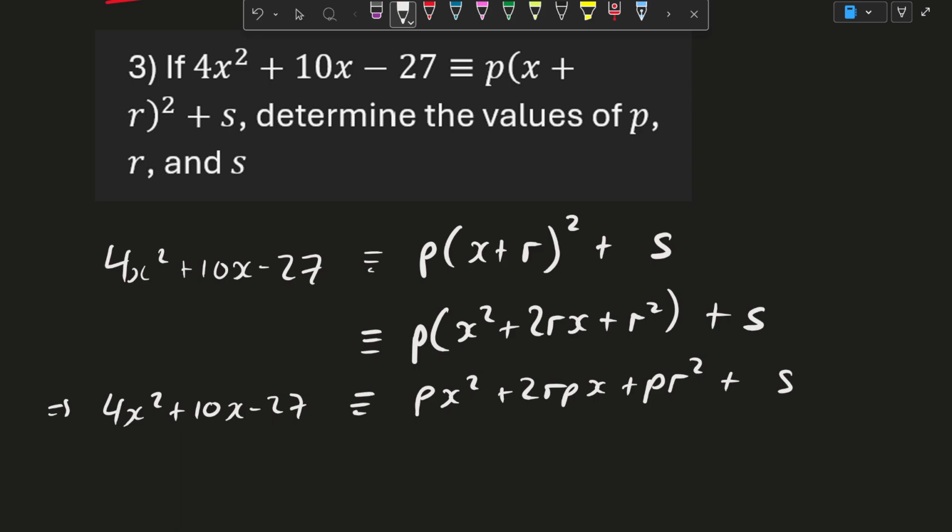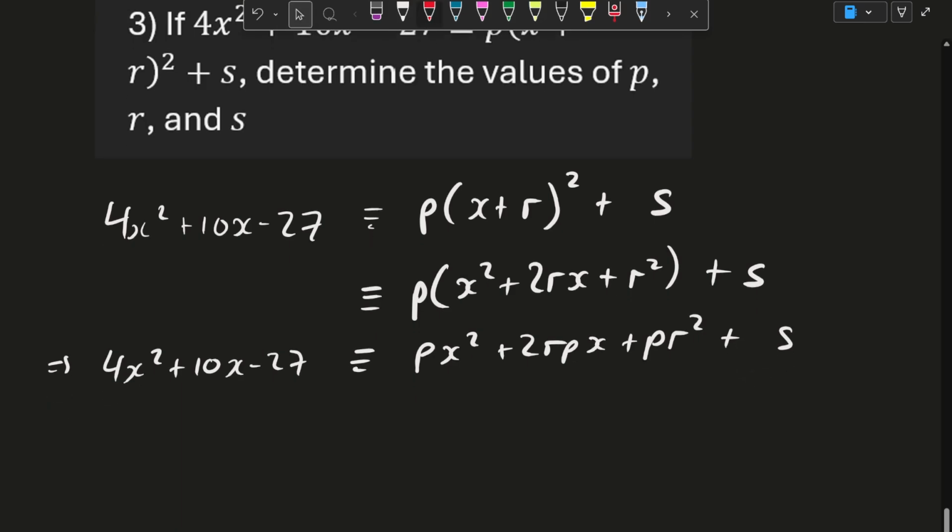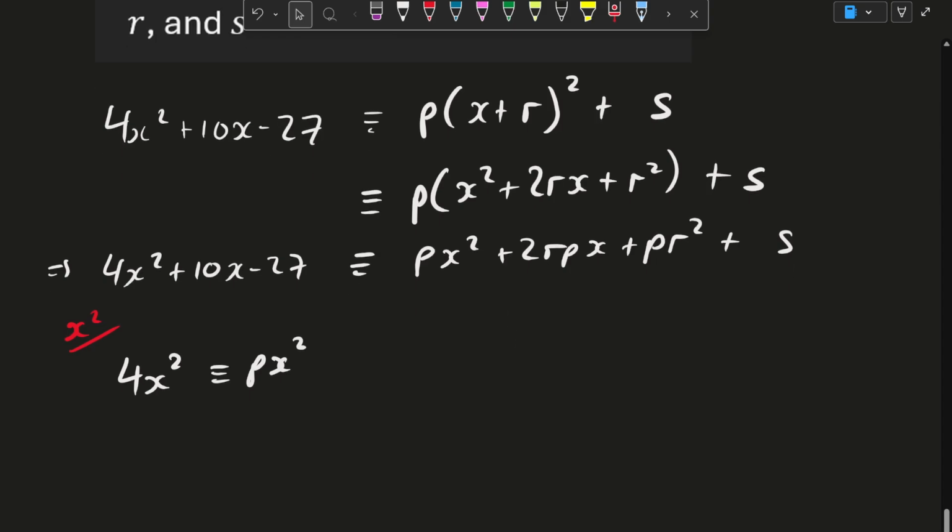And again, we'll do the thing that we always do with identities and just compare the coefficients. If we take a look at the x squared terms, it's the easiest one to spot. On the left-hand side, we have a 4x squared, and on the right-hand side, we have a px squared. So, of course, that's only true when p is identically 4.